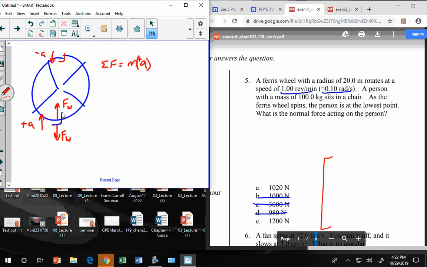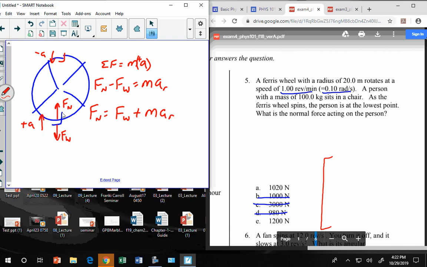And I would have a negative right there. The sum of the forces is Fn minus Fw. That's equal to mass times my positive acceleration. This is our centripetal acceleration. I'm looking for the normal force. So my normal force is equal to Fw plus m times ar, which is my centripetal acceleration.